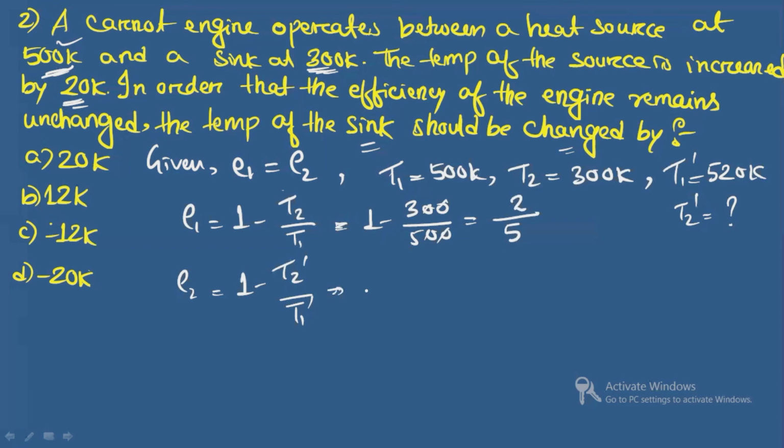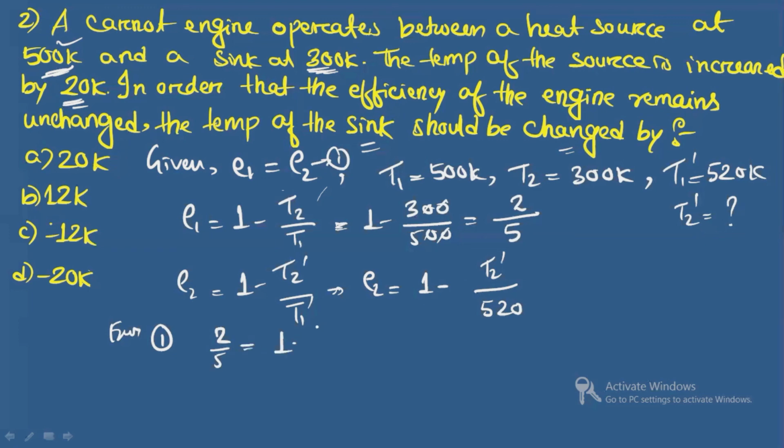Next you see 1 minus T2 by T2 prime by T1 prime. So E2 is equals to what? 1 minus T2 prime. T2 prime is something that we need to find. T1 prime is 520. We know that E1 is equals to E2. I'm taking this to be equation 1. So from equation 1, what you can write? You can write 2 by 5. This is the efficiency of the first one.